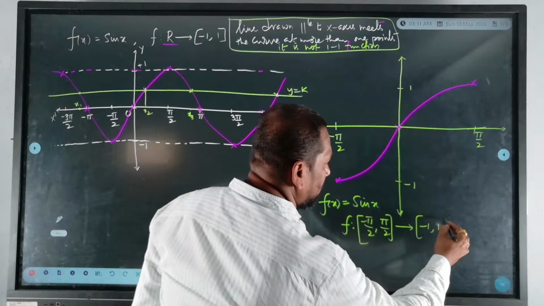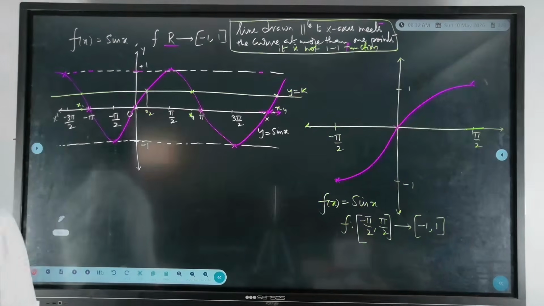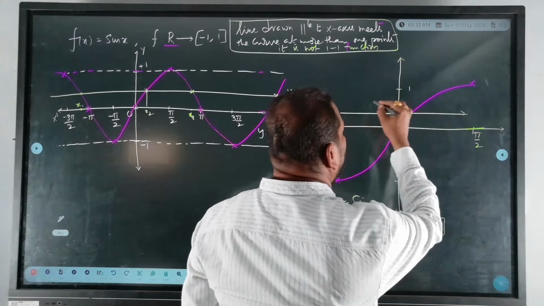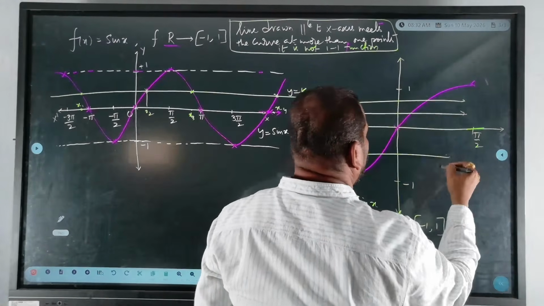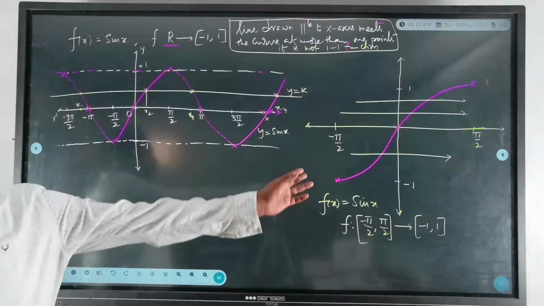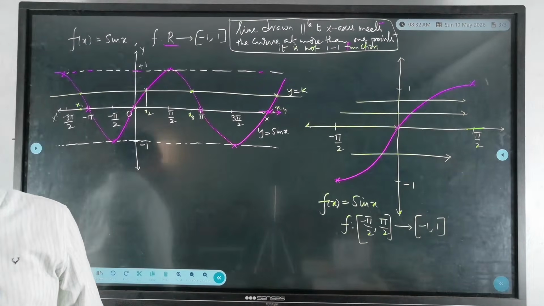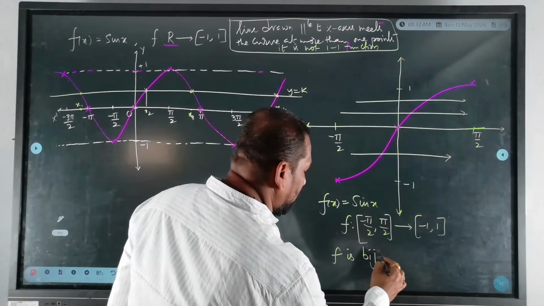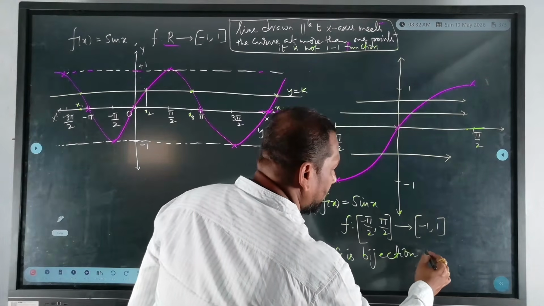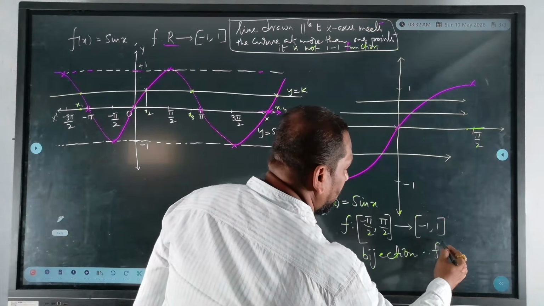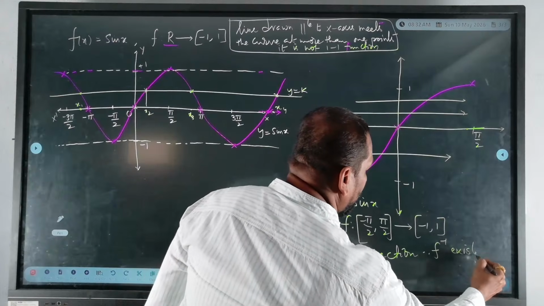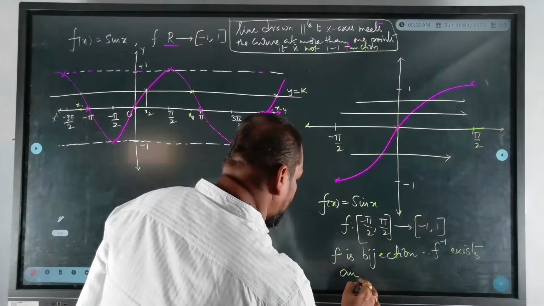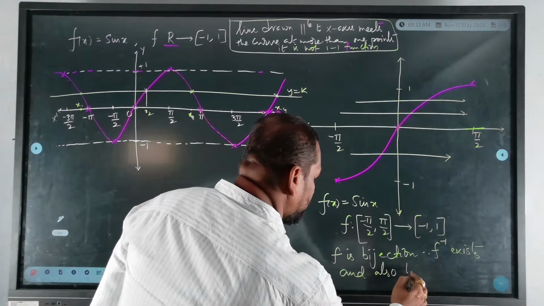What is the range? Minus 1 to 1. In this domain, if you draw a line parallel to the x-axis, the line meets the curve at how many points? Only 1 point. So here f is bijection. F is bijection, therefore f inverse exists. And f inverse is also bijection.